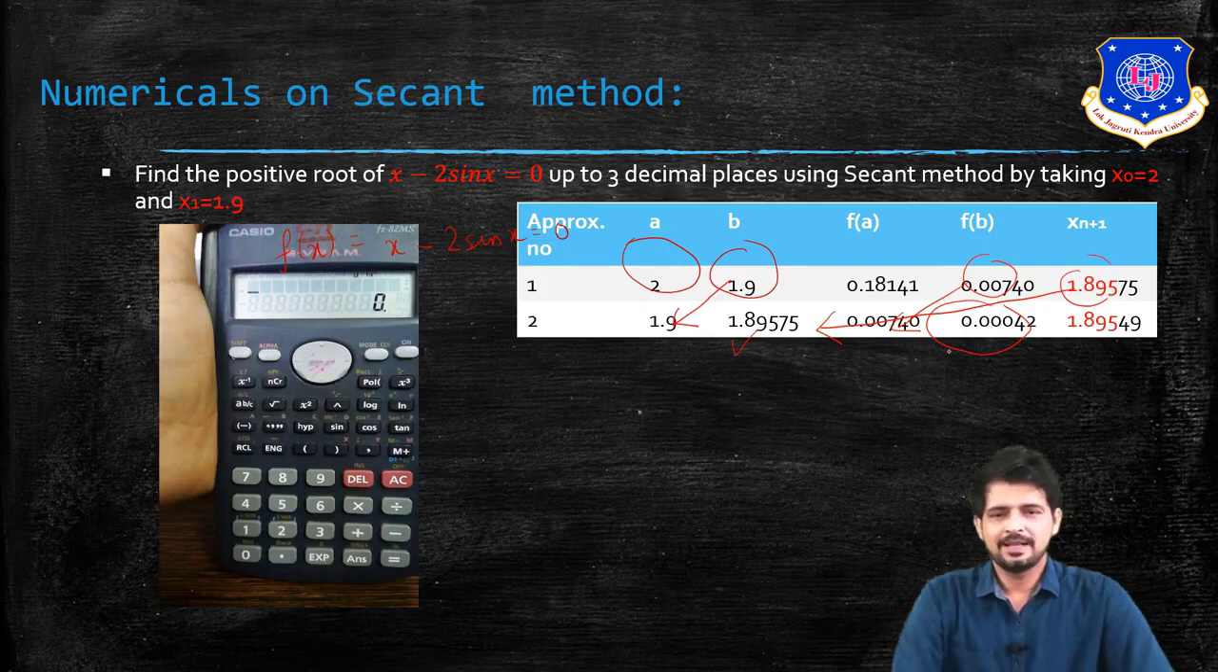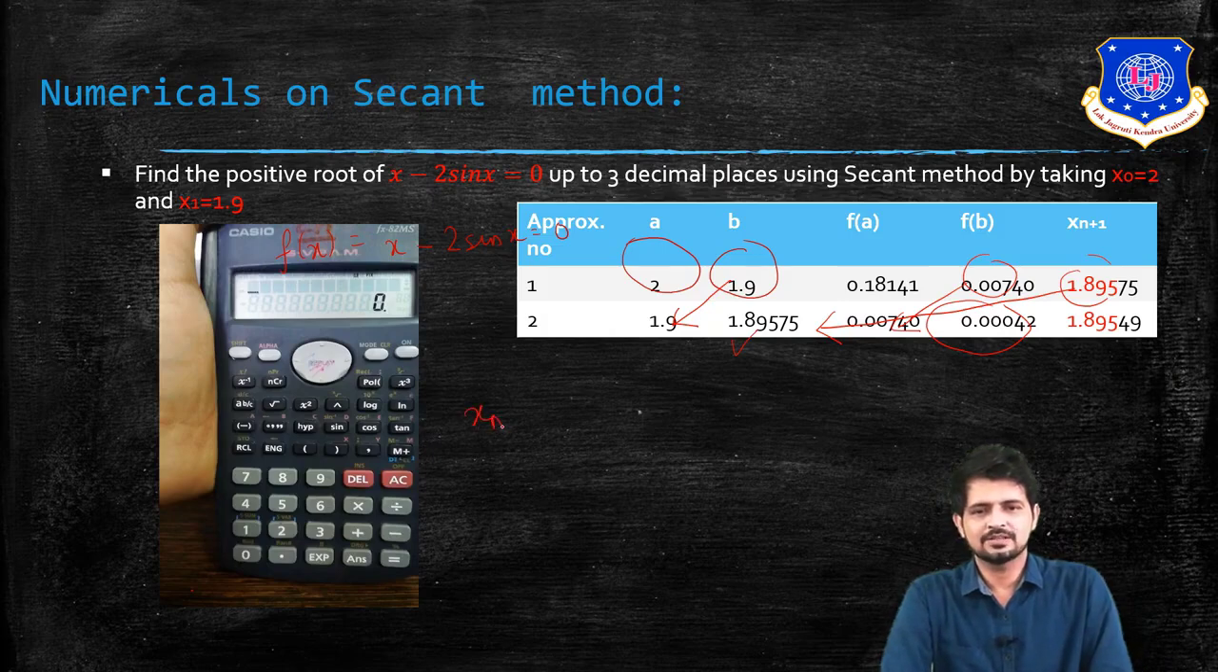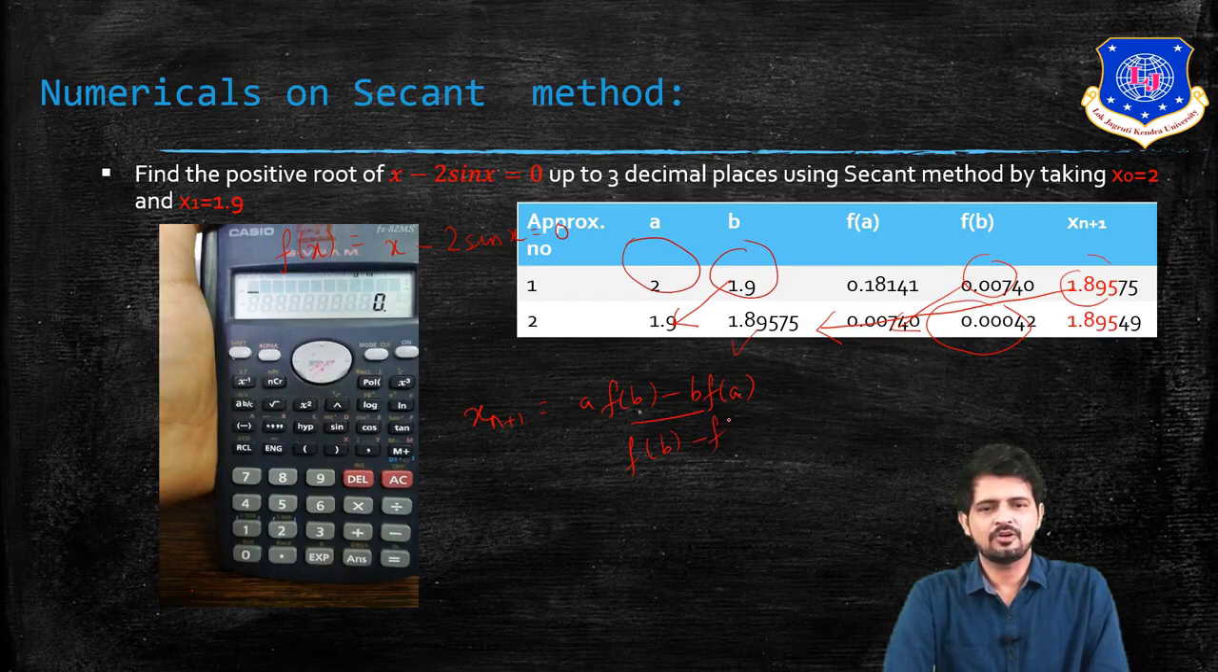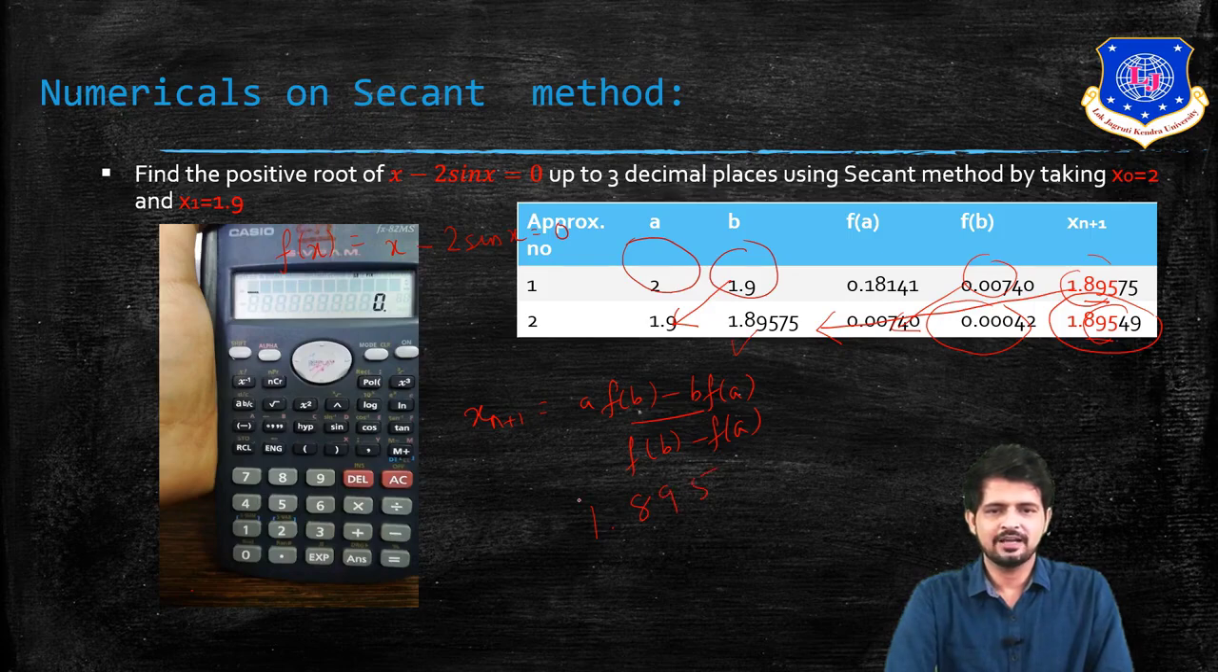Then by placing all these values in the formula of xn plus 1, which we have already given in the previous slide, A into f of B minus B into f of A upon f of B minus f of A. Okay, by placing all these values, you can get the answer like 1.89549. Here we have to stop our calculation. Why? Because after the decimal point, our 3 digits have been same. So my answer will be 1.895 up to 3 decimal places.